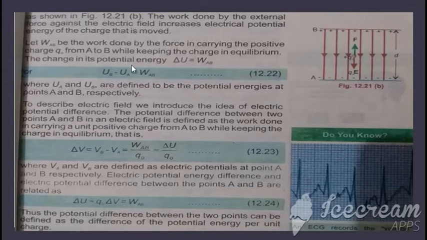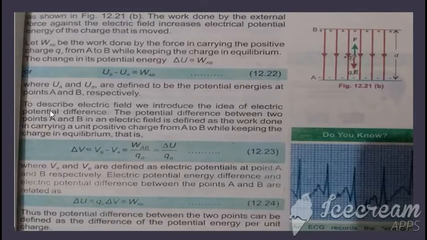Now consider the change in its potential energy. Because work is done on the charge, the potential energy is also changed. Whenever there is a change in energy, work is done. So delta U is equal to WAB. At point A, potential energy is UA, and at point B, potential energy is UB, whereas the separation between the plates is D. So UB minus UA is equal to WAB, where UA and UB are defined to be the potential energies at points A and B respectively.